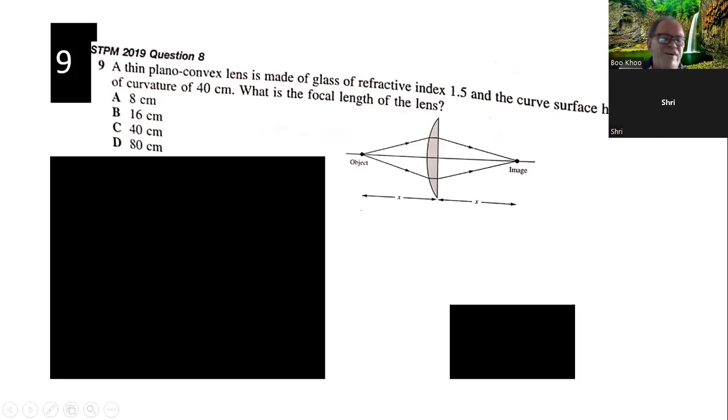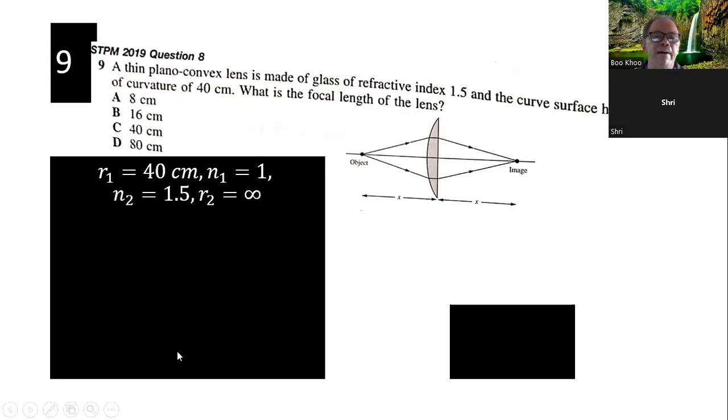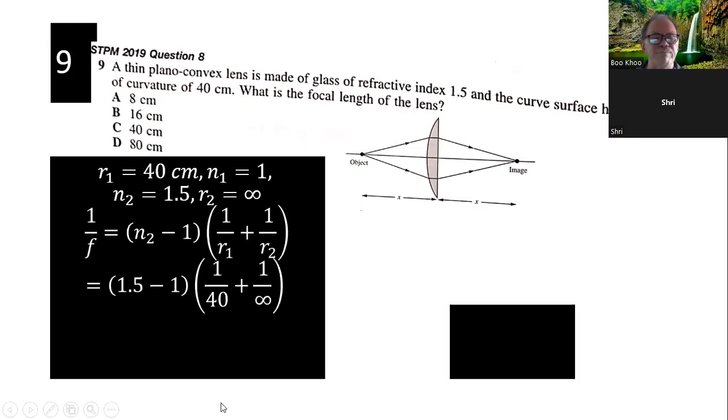I have an idea or sketch to help you understand what is happening. Same as the previous question. R1 is 40 cm. That's your R1. And N2 is your N2. N1 is the air. And R2 is infinity. Same as previous question. Then use the lens formula, calculate out. Okay, good. Let's go to number 10.